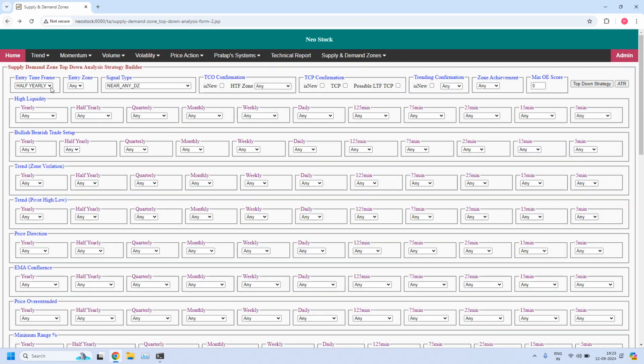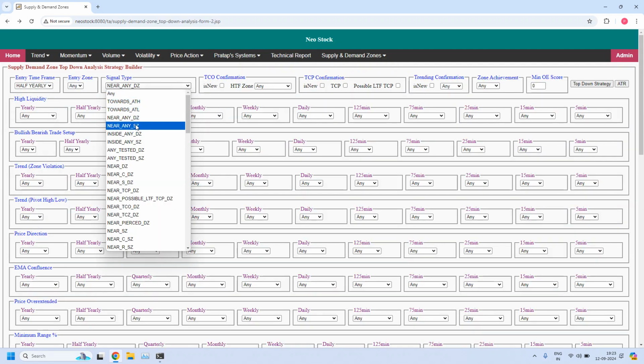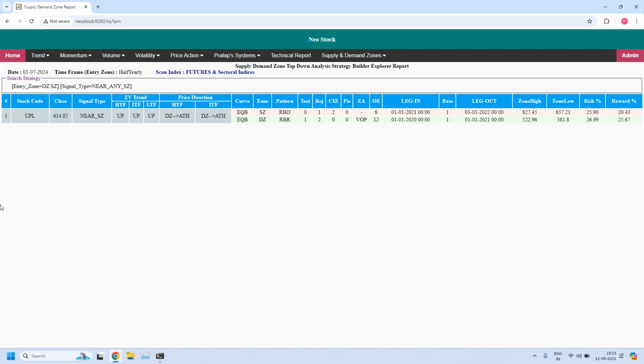Okay, next report for half yearly time frame. Let us find the stocks near half yearly supply zone. So one stock is filtered near to the half yearly supply zone.